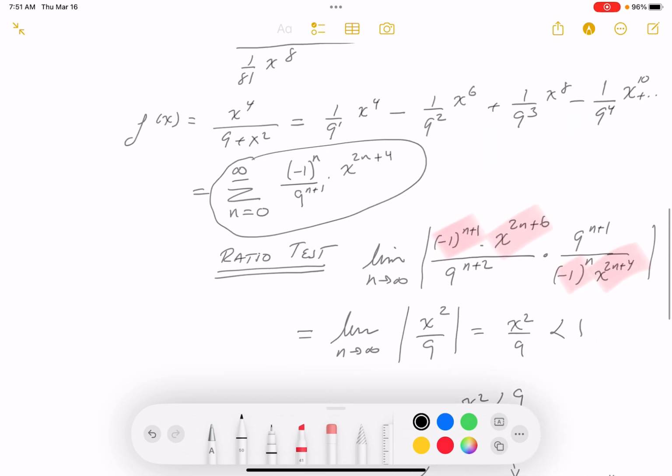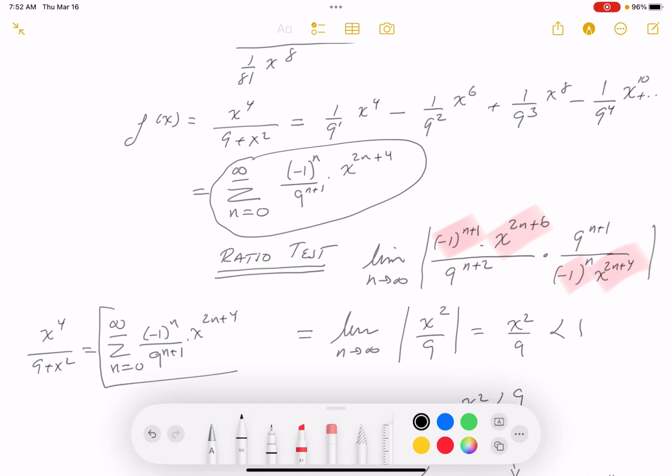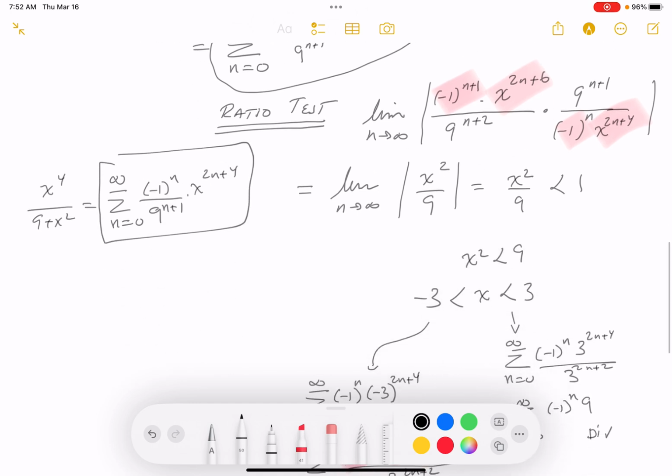So let's summarize, and I'm going to write this down now. x to the 4 over 9 plus x squared is equal to the sum n equals 0 to infinity of minus 1 to the nth power over 9 to the n plus 1 times x to the 2n plus 4. This is one thing they wanted me to do, to get a series. The other thing is to put down the radius. Looking at this, the radius is 3, and the interval I is going to be from minus 3 up to 3. That's where it converges.